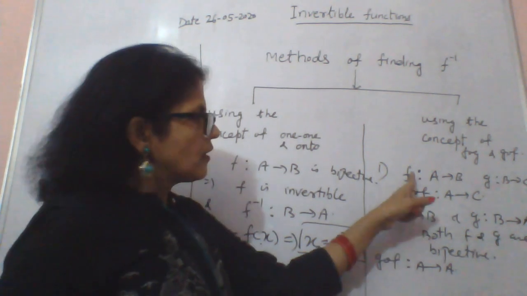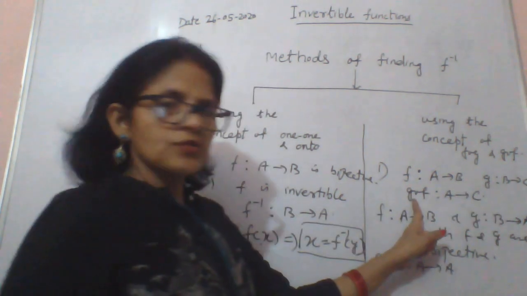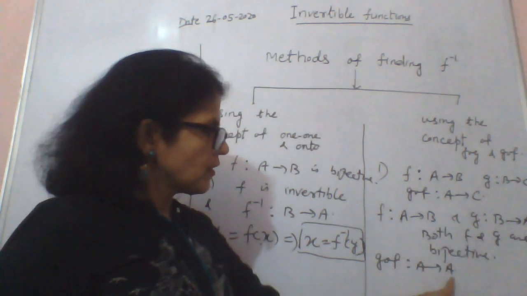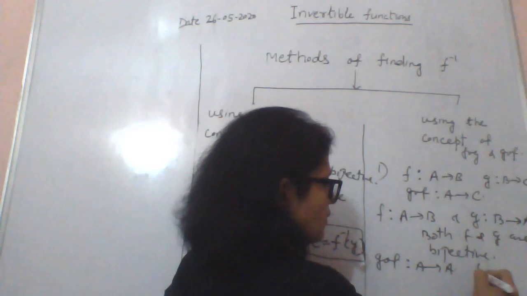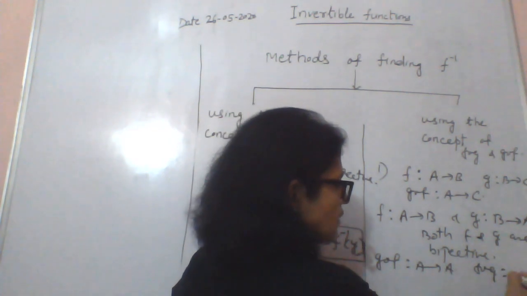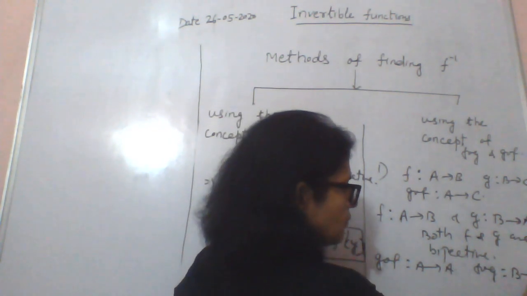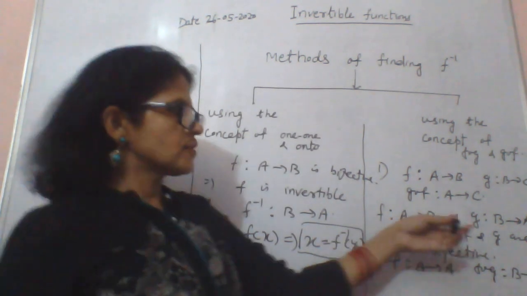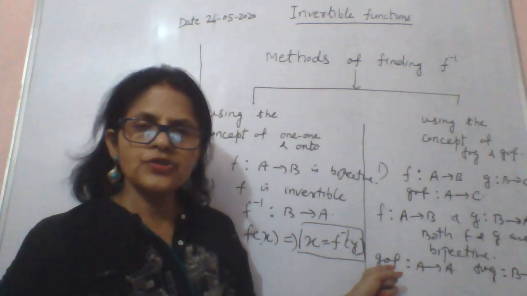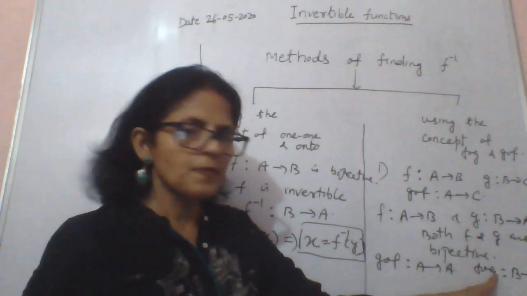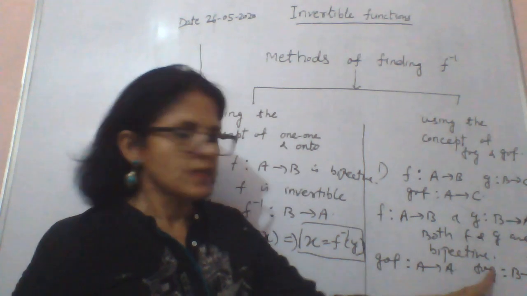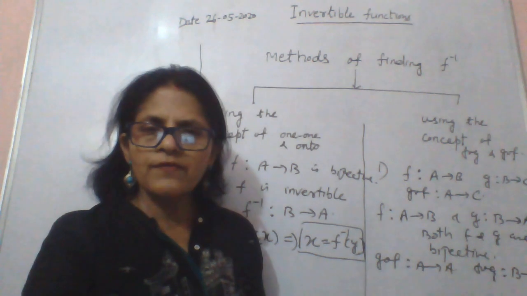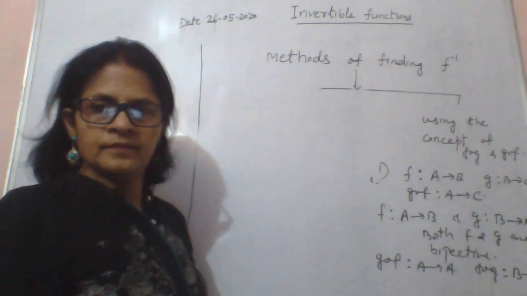Using this concept, A to B, B to C, the composition of f and g is a function from A to C. Here it is from A to A. Similarly, your f of g is a function from B to B. Okay, and when f and g both are bijective, g of f will be bijective, and f of g will also be bijective. So it means both g of f and f of g are 1-1 and onto functions.